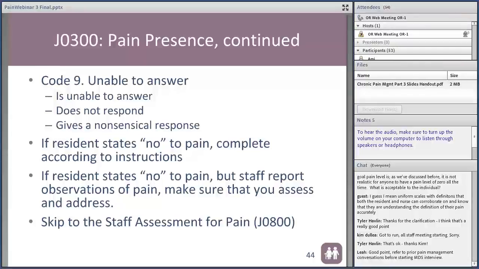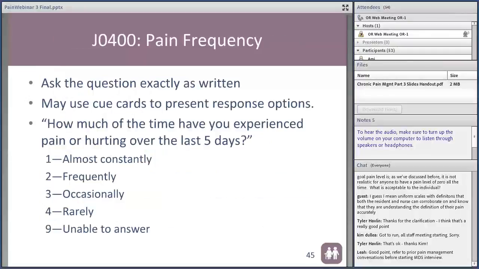So for pain frequency, you're going to ask the question again exactly as written. You may use cue cards to present response options. The question is: how much of the time have you experienced pain or hurting over the last 5 days? And there we go into the response options: almost constantly, frequently, occasionally, rarely, or unable to answer.